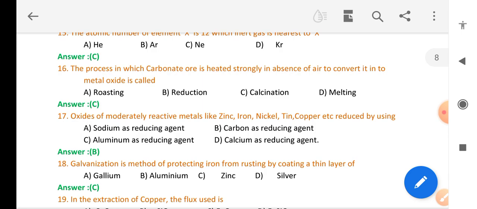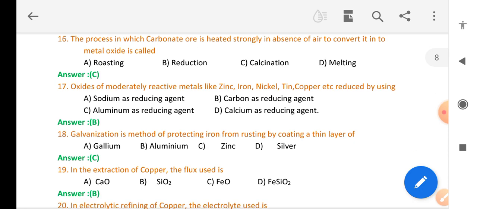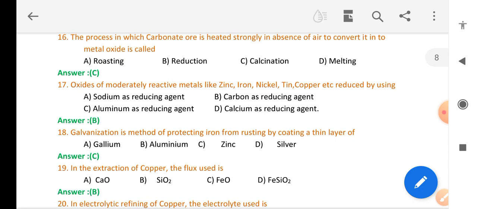Then 18th question. Galvanization is a method of protecting iron from rusting by coating it with a thin layer of zinc. If there is a zinc coating, iron does not rust. We use zinc to prevent rusting. Next question. In the extraction of copper, the flux used is B.